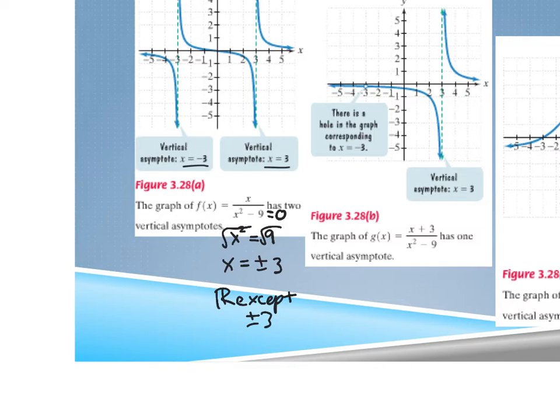Wait, what? Our domain, I thought that was only for domain. Yeah, I'm saying our domain would be all real numbers. Oh, okay. But our vertical asymptote is x is equal to plus or minus 3. Okay, my bad. No problem.